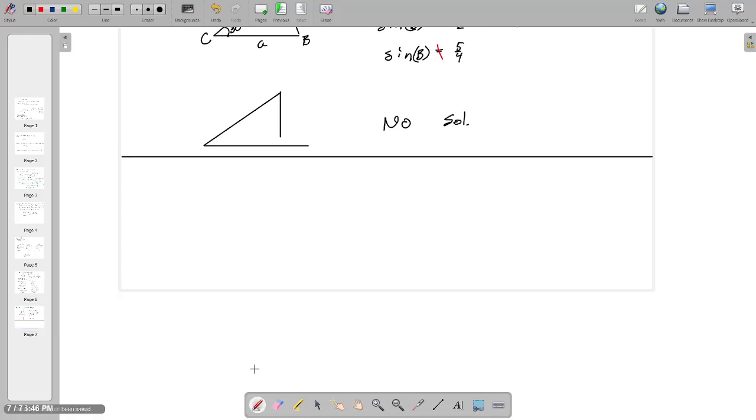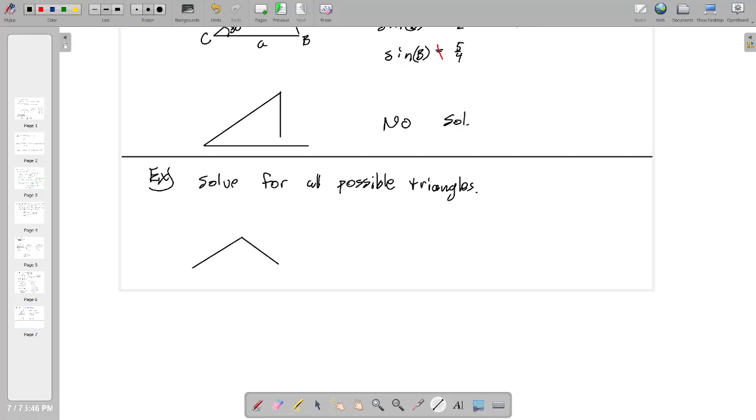Let's do another example. Solve for all possible triangles. And our triangle is going to be very similar again, where we have something that looks like this. Again, an angle of 30 degrees. Call this angle C. This is side B is 10. Angle A, side A, angle B, which I don't know, and I know side C in this case is 11.